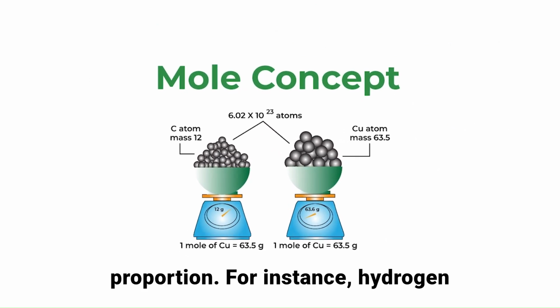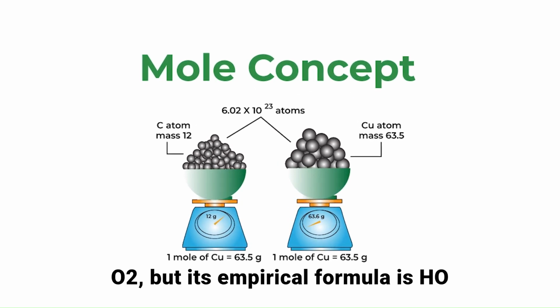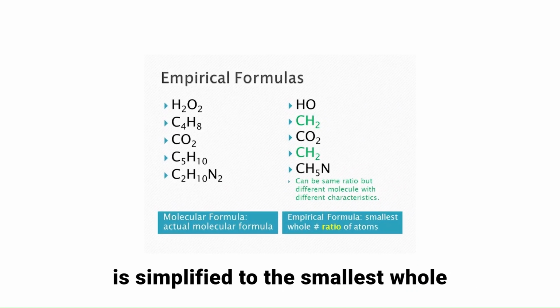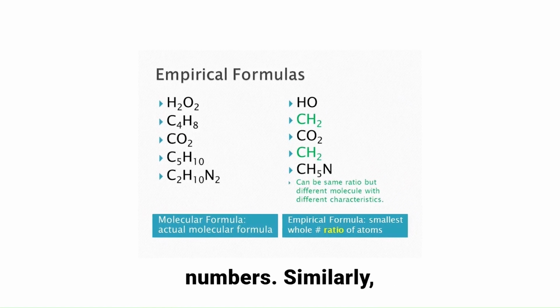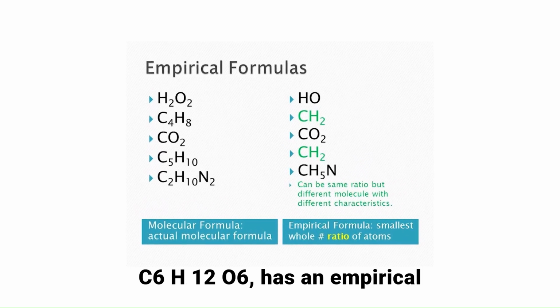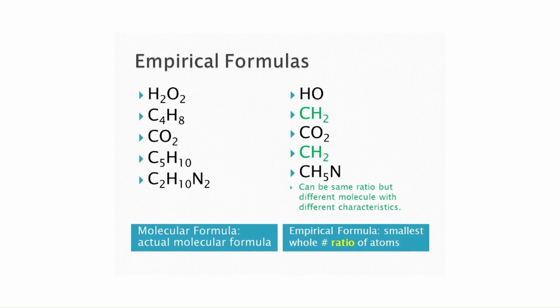For instance, hydrogen peroxide has a molecular formula of H2O2, but its empirical formula is HO because the ratio of hydrogen to oxygen is simplified to the smallest whole numbers. Similarly, glucose, which has a molecular formula of C6H12O6, has an empirical formula of CH2O.